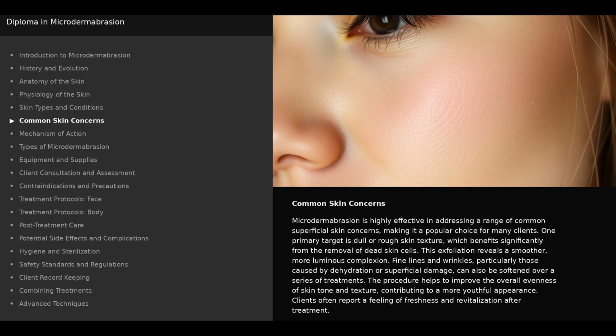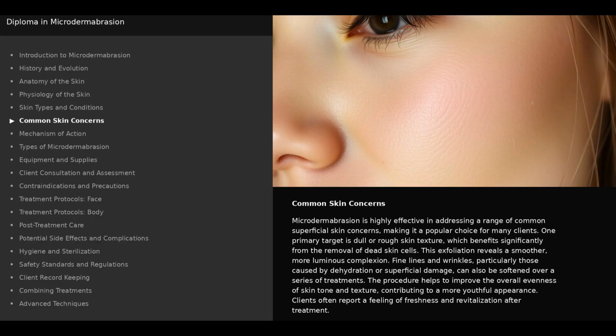Common skin concerns. Microdermabrasion is highly effective in addressing a range of common superficial skin concerns, making it a popular choice for many clients. One primary target is dull or rough skin texture, which benefits significantly from the removal of dead skin cells. This exfoliation reveals a smoother, more luminous complexion.